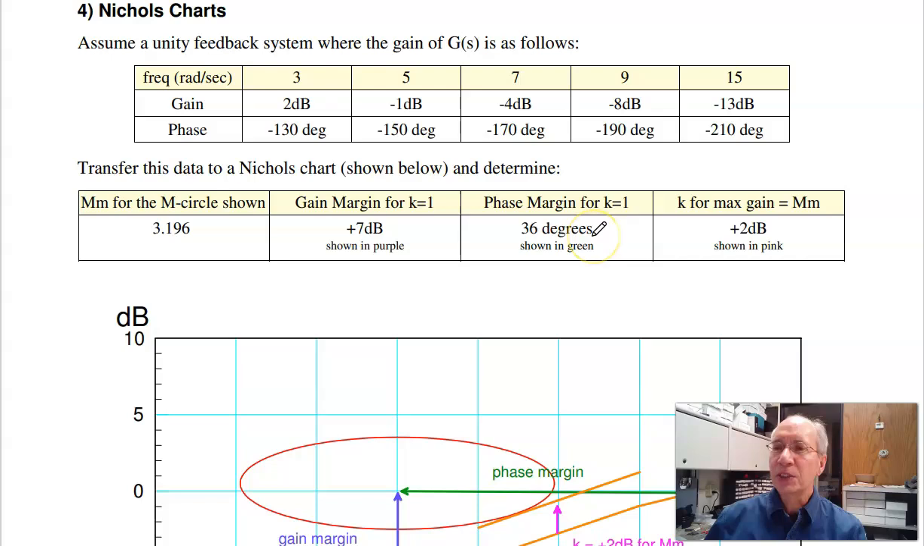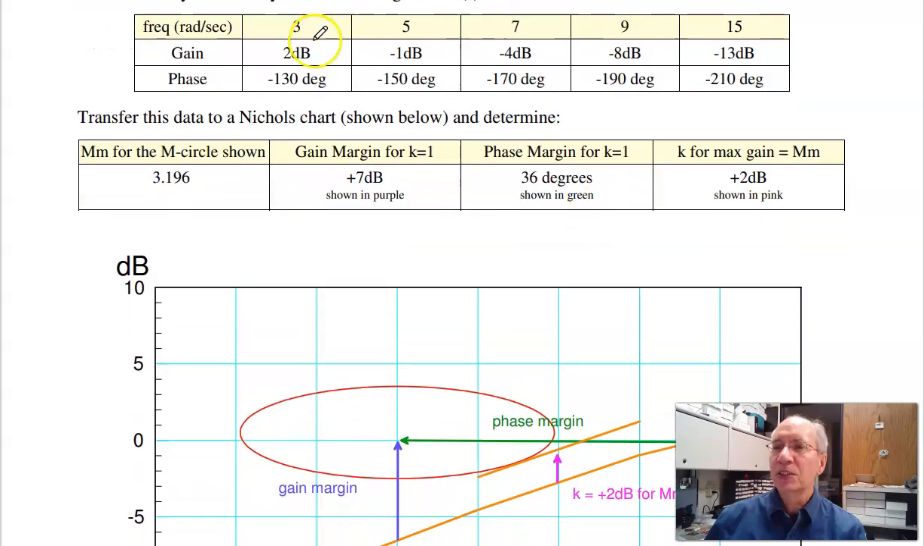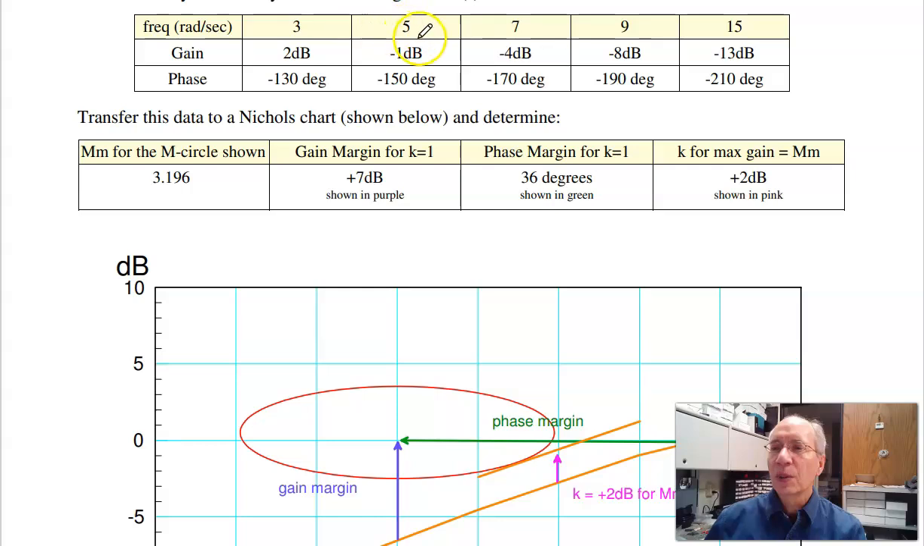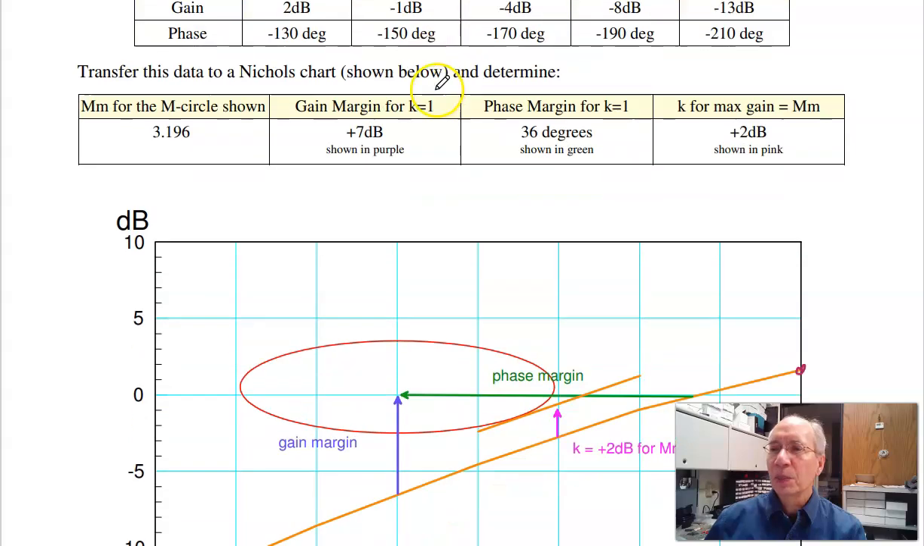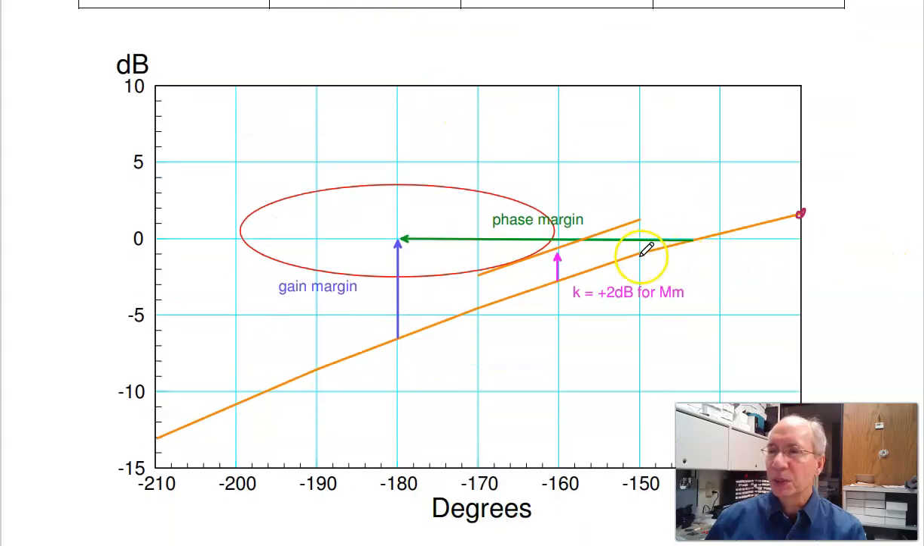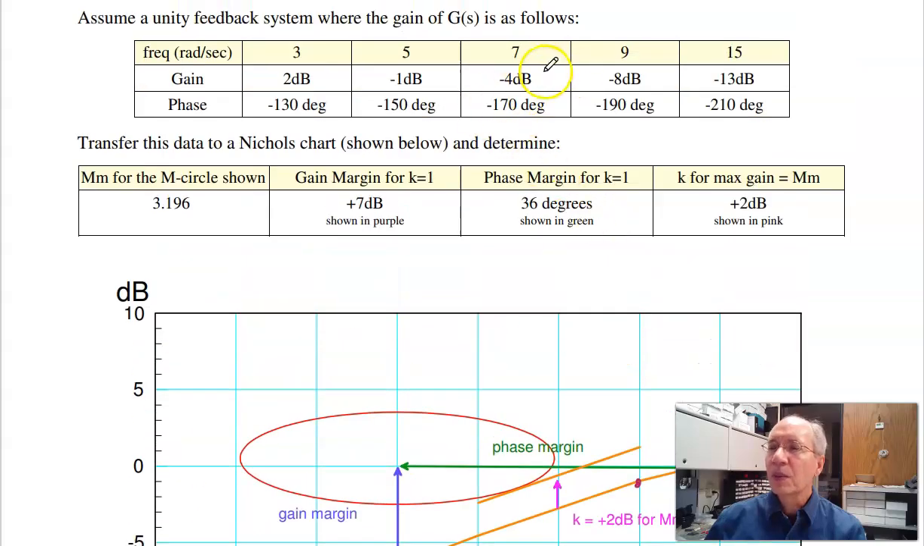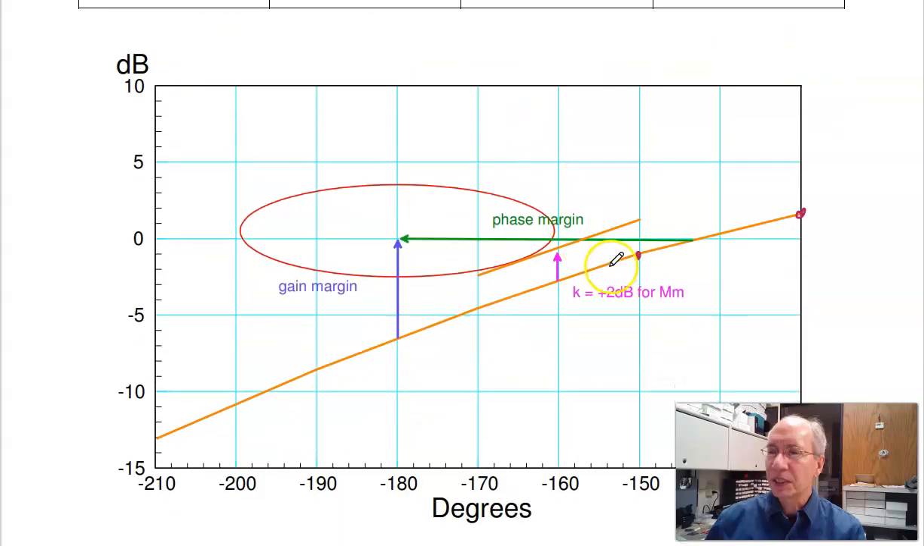So the first step is to transfer the data to the Nichols chart. So I get 2 dB, minus 130 degrees. So here's 2 dB, minus 130, minus 1 dB, minus 151 degrees, minus 1 dB, minus 150 degrees, minus 4 dB, minus 170, minus 4 dB, minus 170, and so on. Then connect those points with the curve. That's the orange line.